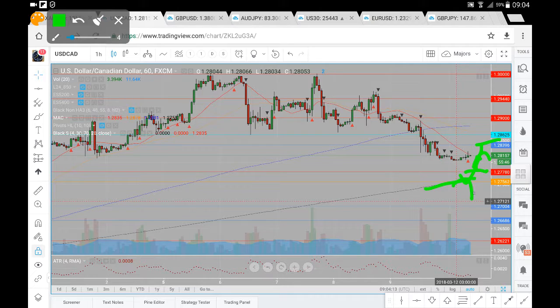and possibly even the 128.39. But if we do break down from this 127.56, we are looking for prices to head down towards that 127 level. Successful break from which we're looking for prices to head down towards that 126.70, which I'd expect to be the far end of the range here on the US dollar CAD.